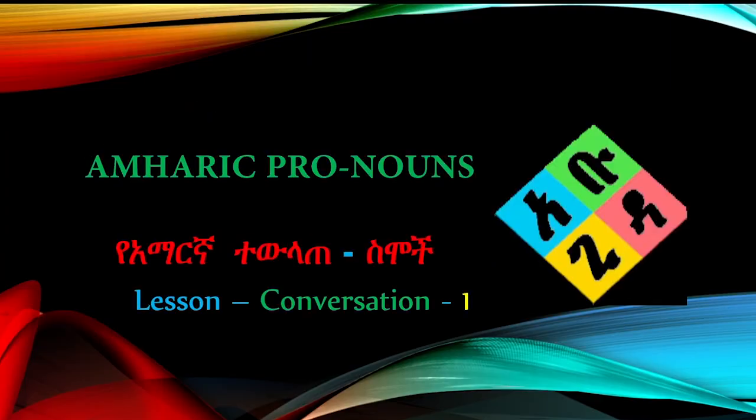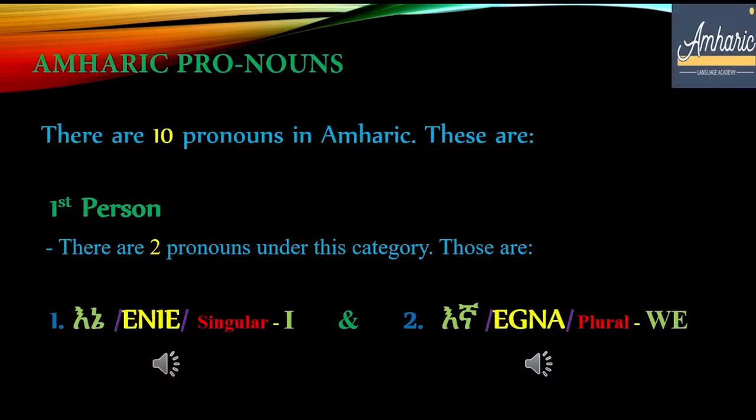You know, pronouns are the first things you need to learn when you want to have a conversation in any language. So let's get ready. There are 10 pronouns in Amharic as a whole, and two of them are in the first person: singular I and plural we. As a singular I, we will say ani in Amharic, and as a plural we, enya is the plural pronoun for the first person.